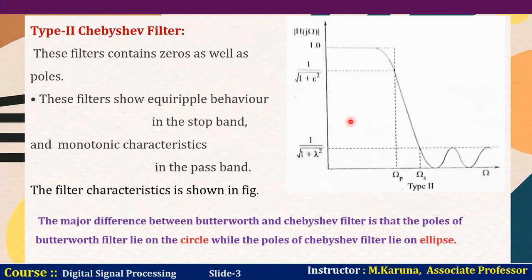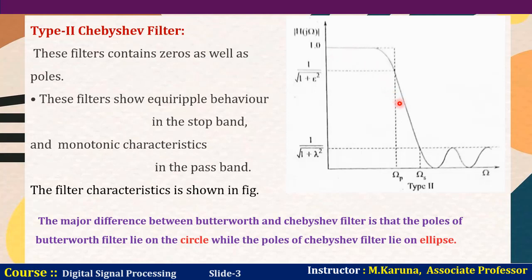This is low pass filter response. 0 to omega p is the pass band, and from omega s onwards this is the stop band. This is pass band and this is stop band. So this filter shows equiripple behavior in the stop band, and this filter shows monotonic behavior in the pass band.